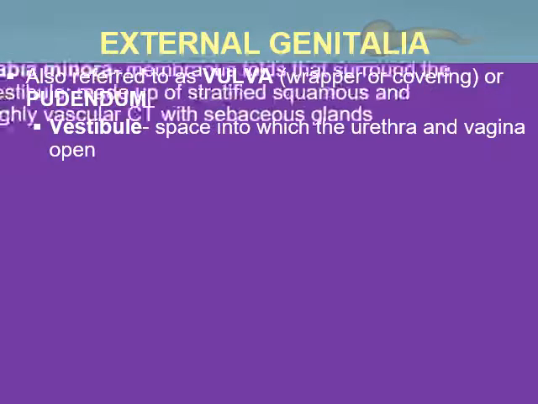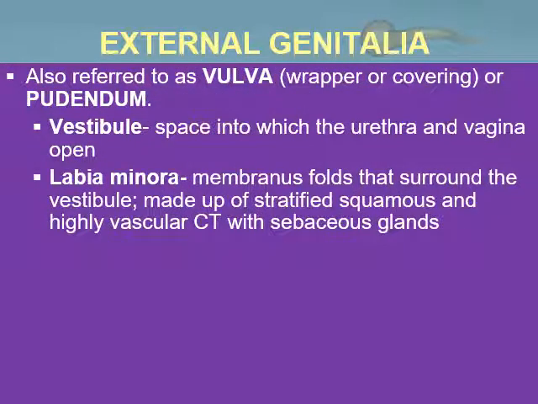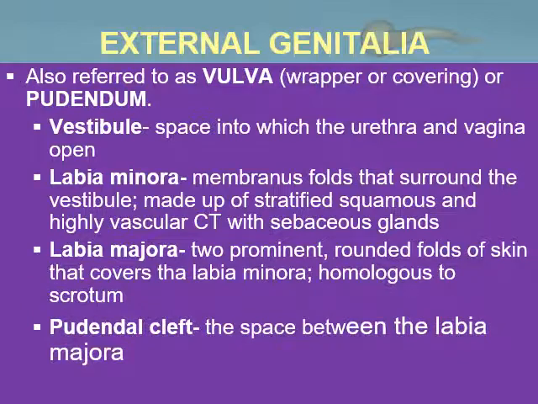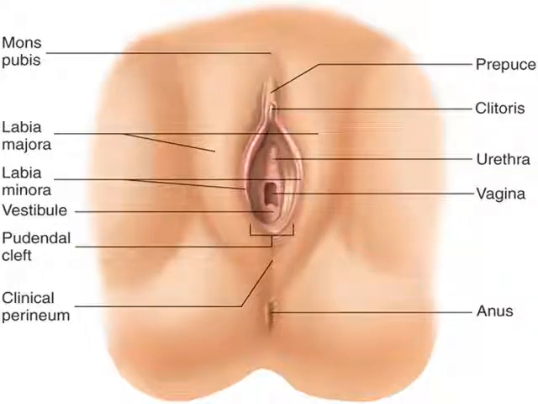We have the vestibule, the space into which the urethra and vagina open. We have the labia minora and labia majora. We also have the pudendal cleft, the space between the labia majora. That is the picture: we have the labia majora, labia minora, the vestibule, pudendal cleft, and the vagina, urethra, clitoris, prepuce, and mons pubis.